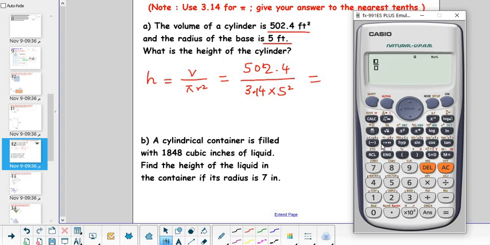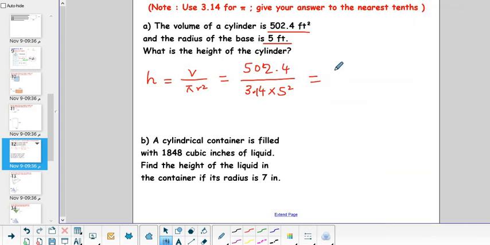You can go to the fraction key and in the numerator you can write 502.4 and then go to the denominator. It says 3.14 times 5 squared, right? And get the answer. It's becoming 6.4. So the height will become 6.4 feet. Okay, so 6.4 feet is the height.